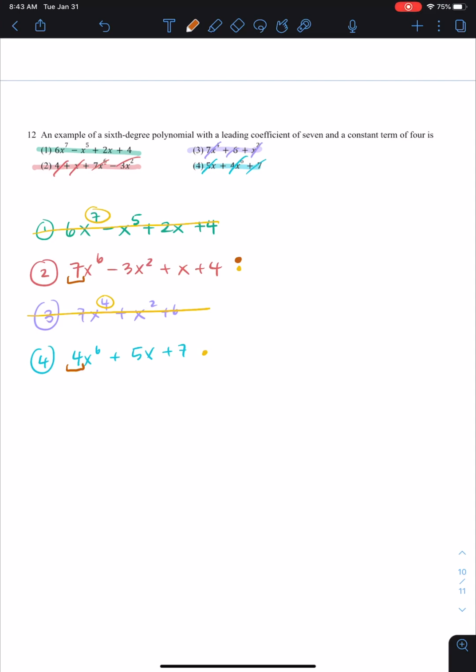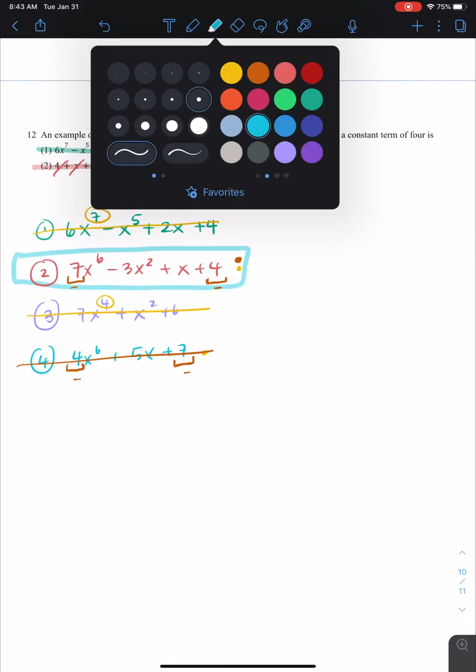And then we want a constant term of 4. So our constant term is the number not attached to any variables. So if you see here in option 2, our leading coefficient is 7 and our constant is 4. But in option 4, our leading coefficient is 4 and our constant is 7. So we're not going to pick 4. So option 2 is our answer.